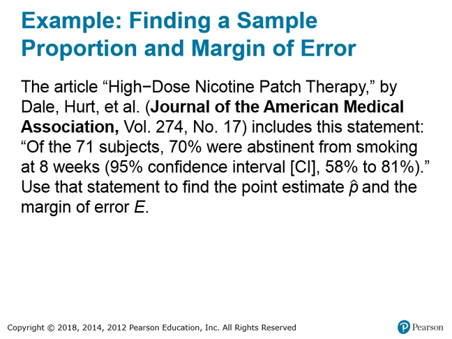In this article, the high-dose nicotine patch therapy, we know that of the 71 subjects, 70% were abstinent from smoking at 8 weeks. They did a 95% confidence, which gave them a 58% to an 81% confidence interval. We're going to use that statement to find out what our p hat and our E are.